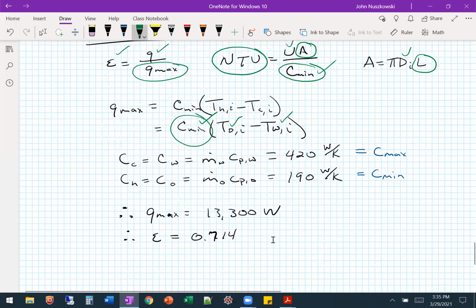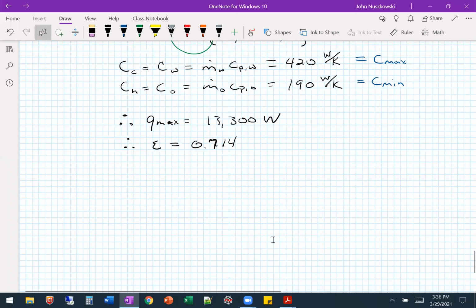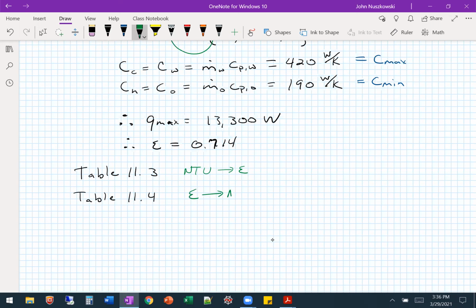Could we use one of the tables? Yeah, so there's a table. We have table 11.3. It shows effectiveness as a function of NTU. So that basically goes from NTU to effectiveness. And then table 11.4 goes from effectiveness to NTU. Okay, it shows equations for that.